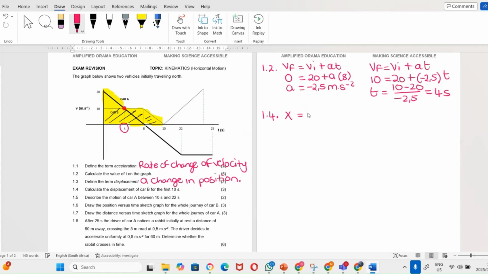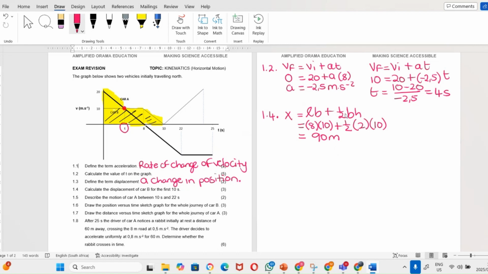The displacement x is equal to length times breadth, which would be the area of a rectangle, plus a half base times height, which would be the area of the triangle. So if we sub in, the length that is given there is 8 seconds for the rectangle, and the breadth is 10, plus a half. The base for that small triangle would be 10 minus 8, which is 2, and the height is also 10. And so the value of your displacement, when you calculate that, would be 90 meters.